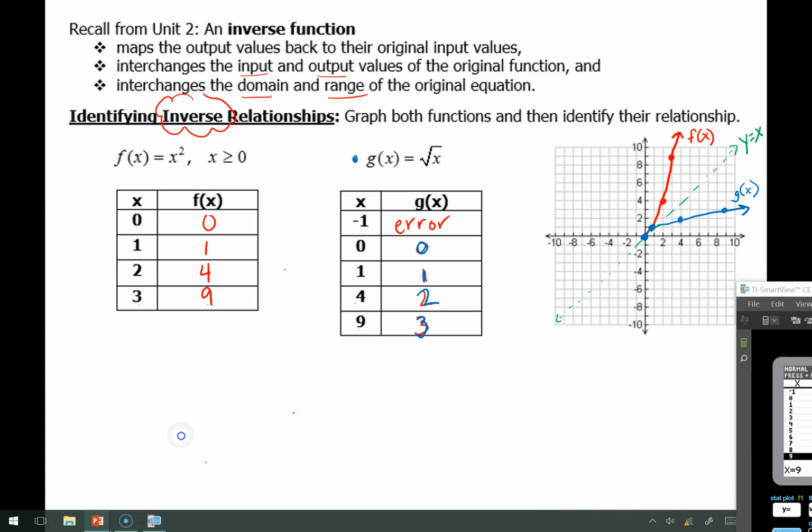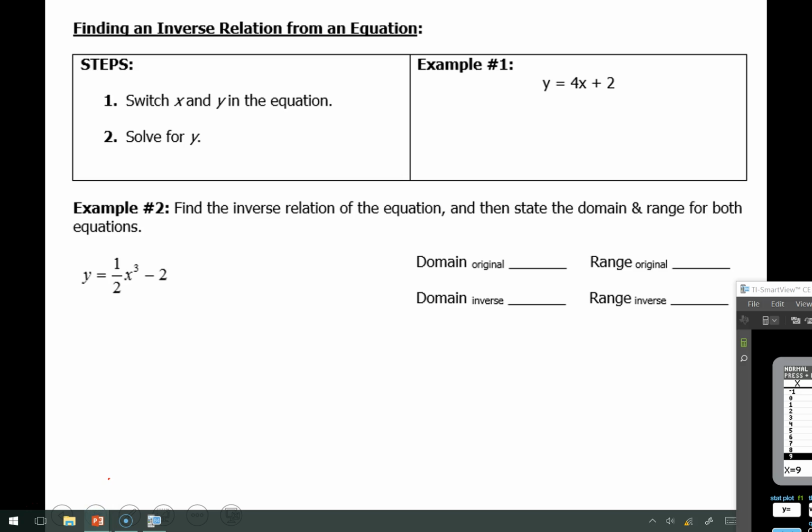Okay, so now let's look at the way to do this algebraically, not just in the calculator. You may recall that in order to find an inverse relation and solve it, we are going to flip the x and y, and then we're going to solve it for y. So in this first example, y is equal to 4x plus 2. When I create my inverse, I am going to flip the x and y. So I'm going to put x is equal to 4y plus 2. So I've just swapped those two variables.